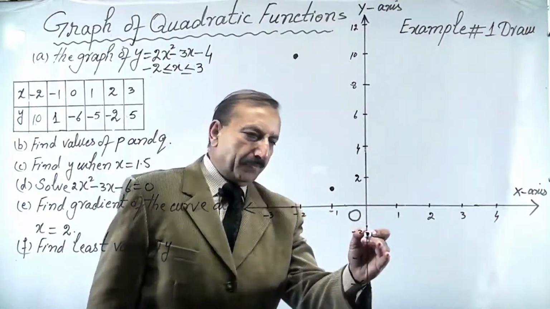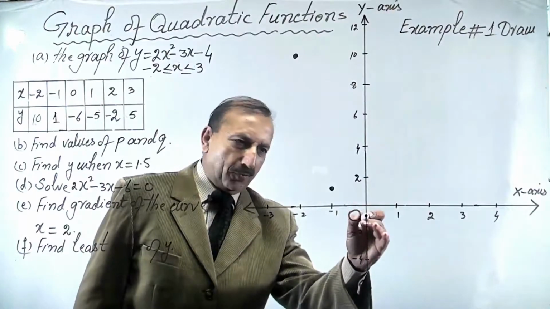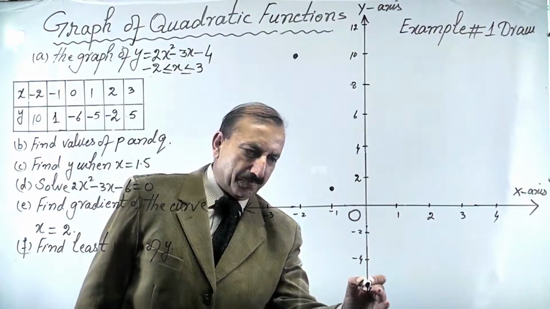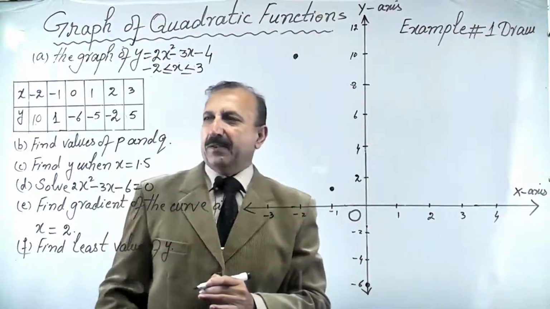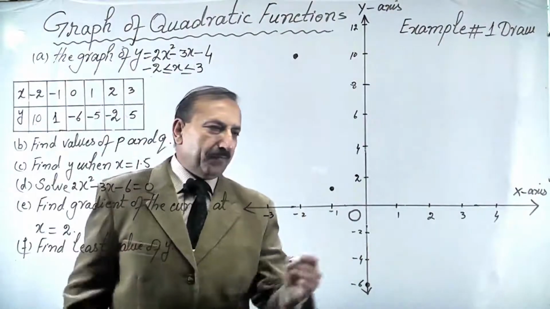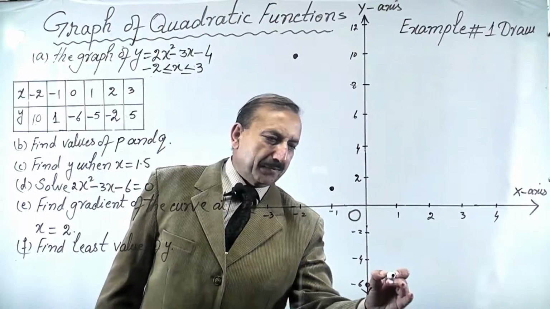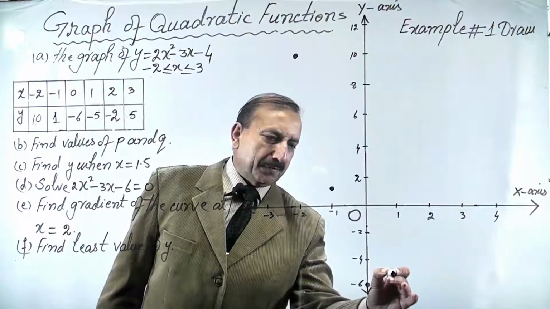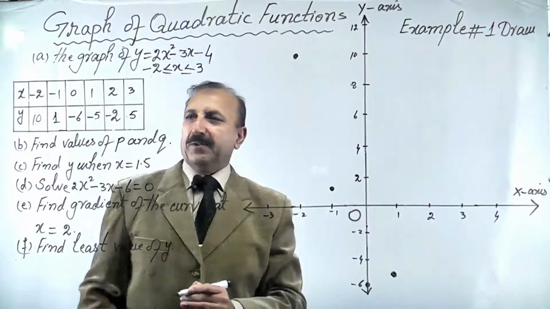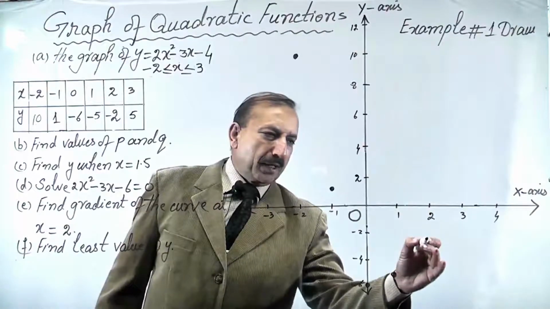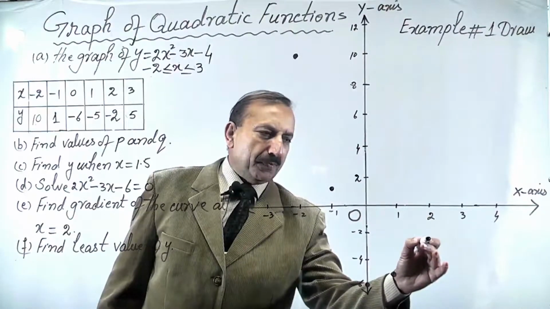Here is 0 value of x and here is minus 6. And the next point is 1 and minus 5. Here is 1 and here is minus 5. And then for 2 this is minus 2. Here is 2 and here is minus 2.